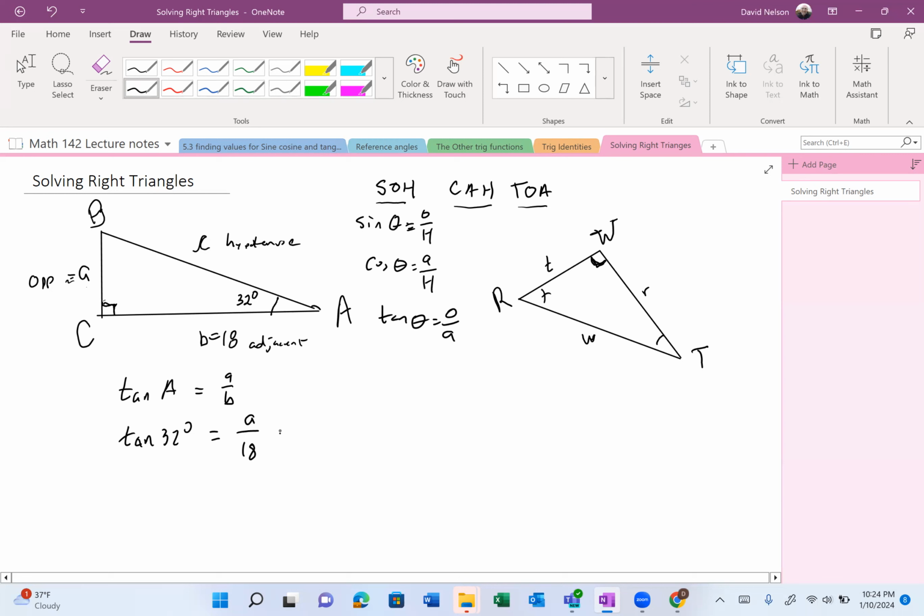I can just multiply both sides of this equation by 18. I'll switch color here to say that I'm doing something. If I multiply both sides by 18, I'll end up with A is equal to 18 times the tangent of 32 degrees. And then I can go to my calculator and get that value here.